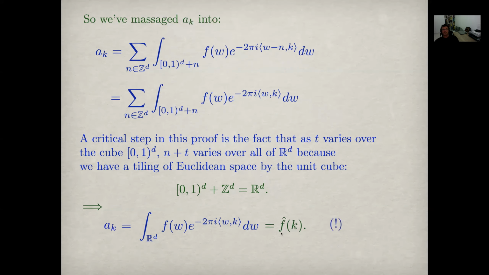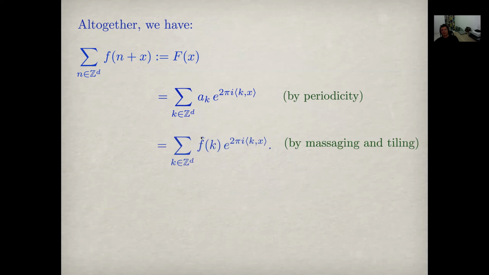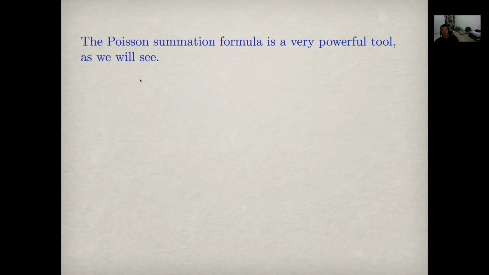And now we summarize. Altogether, we have capital F, this periodized version, which by the theorem for periodic functions that are sufficiently nice has a Fourier series, a multivariable Fourier series. We computed a_k to be little f hat of k by massaging and tiling, and that's the end of the proof. Not so bad, actually, right? It has some nice, beautiful elements. The proof is pretty direct, I think, but incredibly useful. Simple proof, but incredibly useful. Many applications, math, engineering, physics, everything. So the Poisson summation formula is a powerful tool.